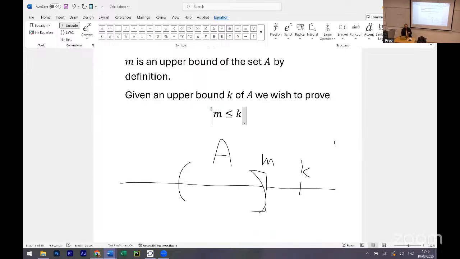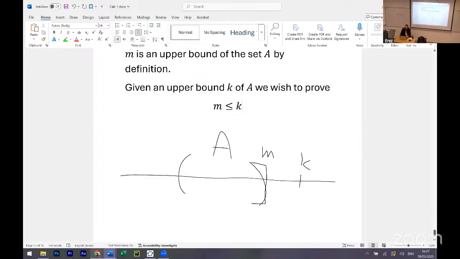We said M is the maximum. So if K equals M, that's the trivial case. If K is less than M, then it's not an upper bound. Why? Because it's not bigger than or equal to every other element from A. Which element of A is it not bigger than? The maximum, M itself, exactly. And now when we understand that, the answer is quite easy, but it's hard to get to yourself.